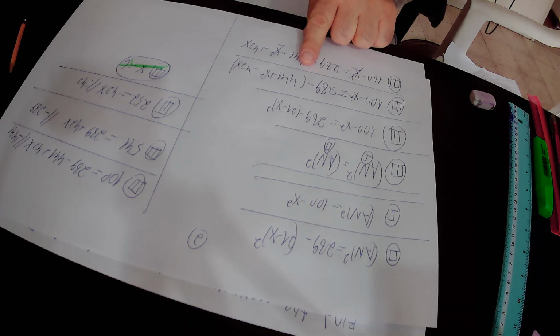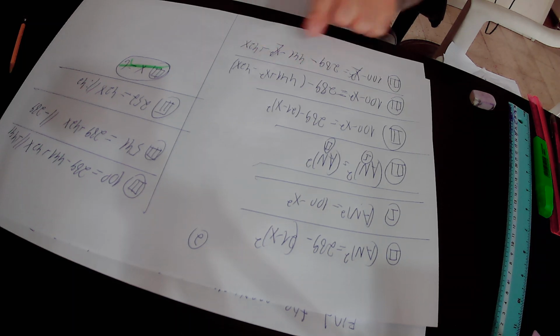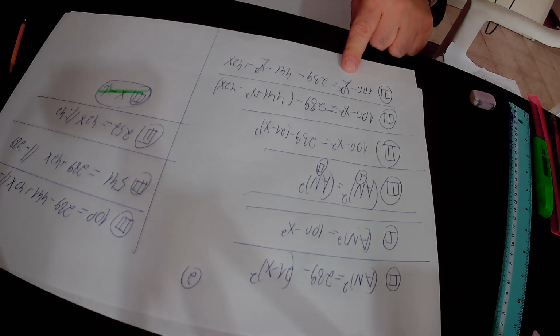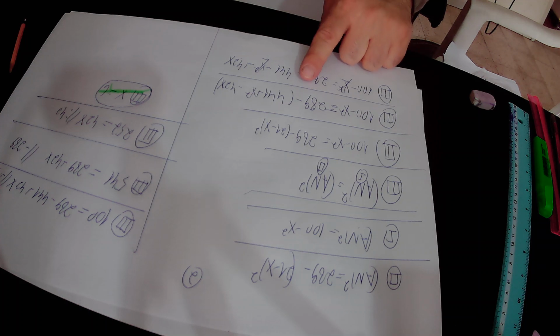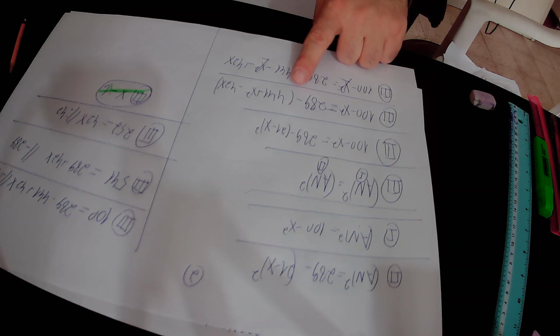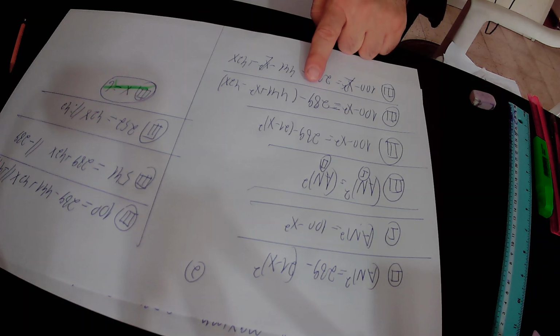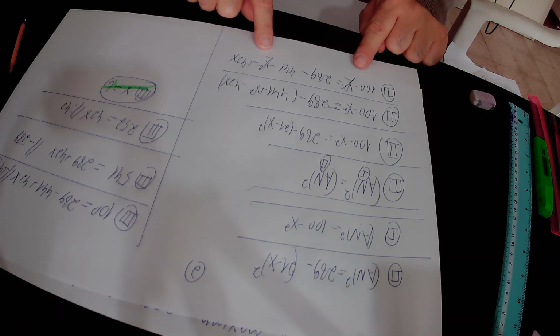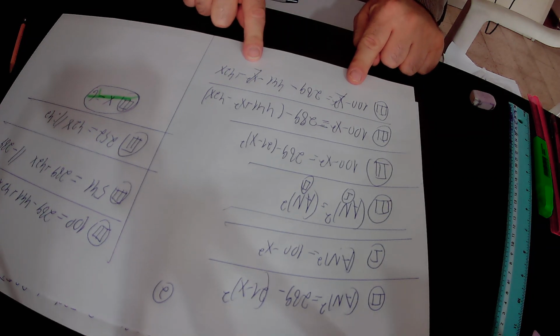Here we open the brackets of this expression and found out that according to equation 3, 100 minus X squared equals 289, and after we open the brackets, this will be minus 441 minus X squared, and minus times minus is plus, plus 42X. So here we have X squared on both sides of the equation, minus X squared on both sides, so minus X squared will get cancelled.